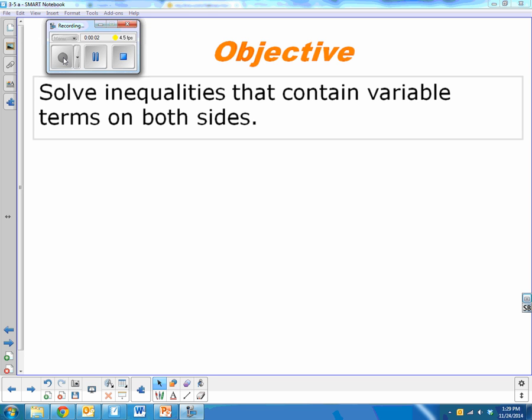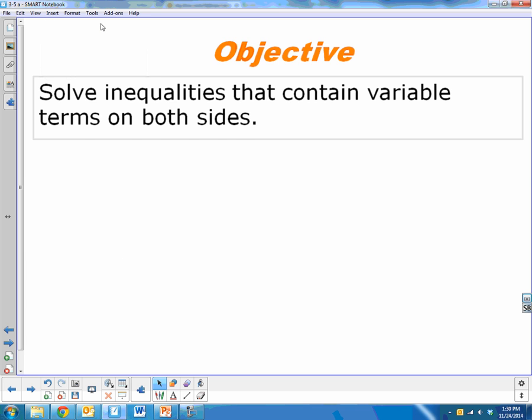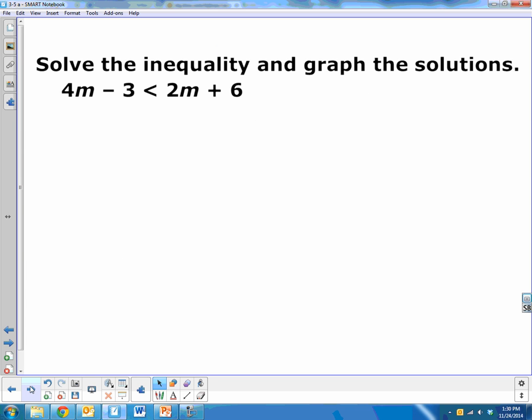All right, we've solved some multi-step equations, or inequalities, excuse me, some multi-step inequalities. Now we're going to be looking at solving multi-step inequalities where the variables are on both sides of the inequality. Very similar again to equations, but with a slightly different symbol in between. Okay. Solve the inequality and graph the solutions.